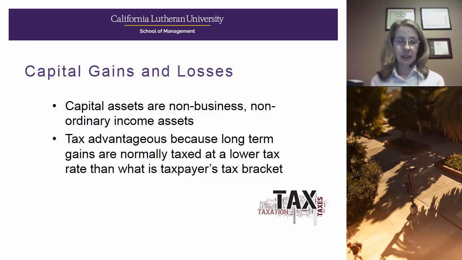So as we learned in a previous lesson, capital assets are defined in the tax code by what they are not. Capital assets are non-business, non-ordinary income assets. And capital gain property is tax advantageous because long-term capital gains rates are generally speaking lower than ordinary income tax rates.